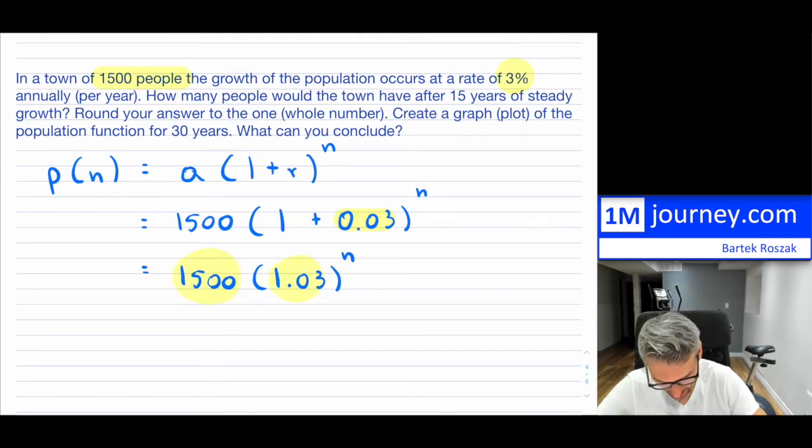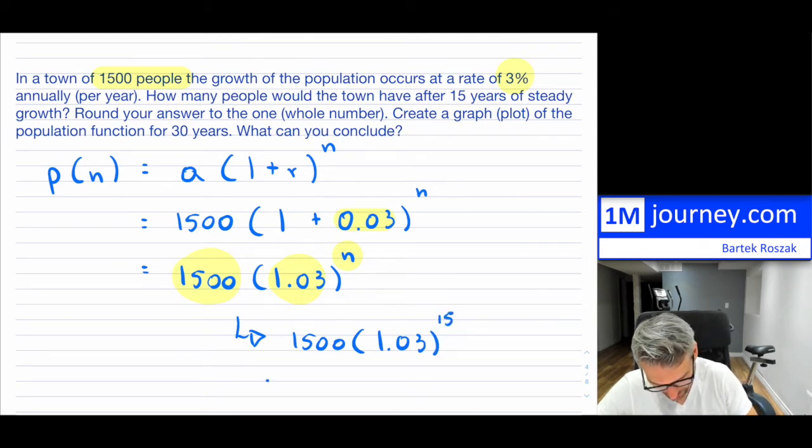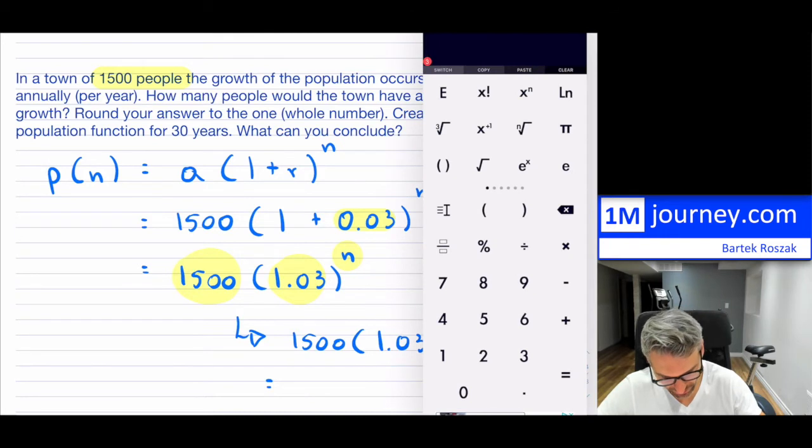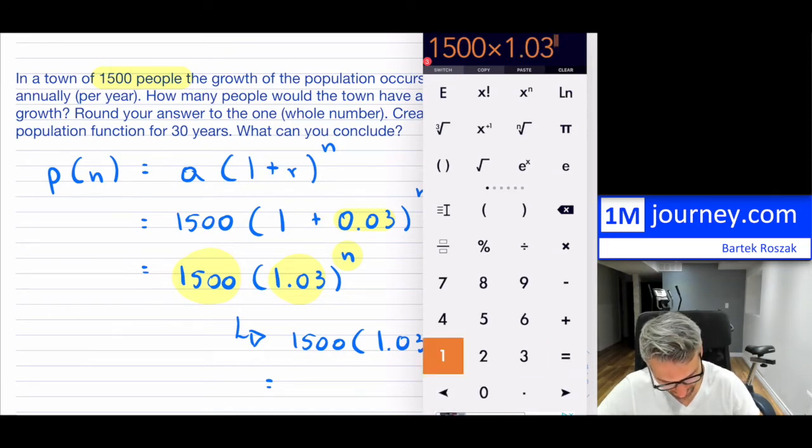That is my function. Here is your starting point. Here is your b. Your b is greater than 1 again, so that means it's going to blow up on us at the rate of 3% per year, and n in this case represents the number of years. Now they're asking me after 15 years. Well, that's not a big deal. I can just input all of this in. I have 15 years of growth, so 1500 multiplied by 1.03 to the 15.